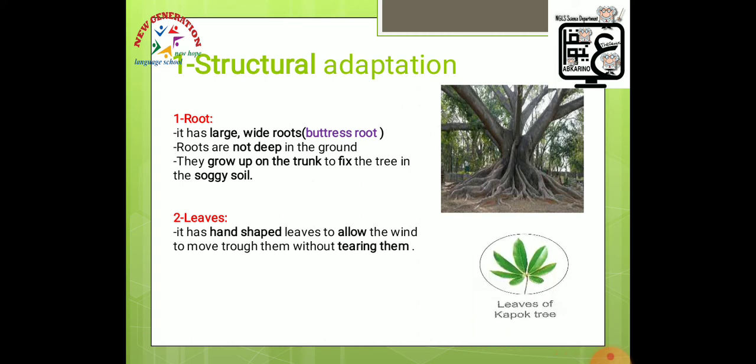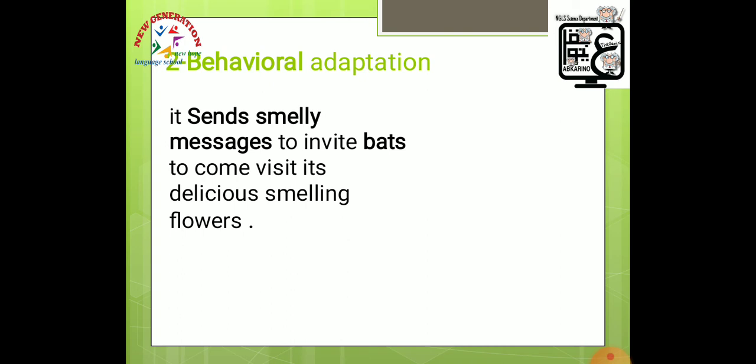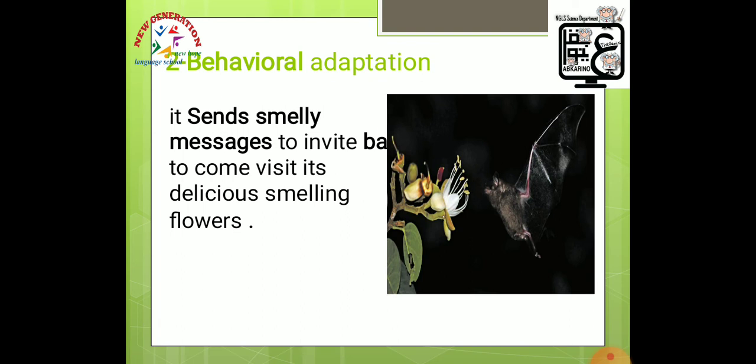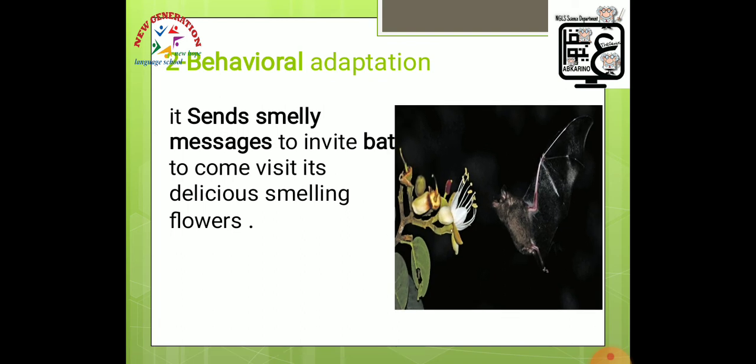So what about leaves? It has hand-shaped leaves. As you see in this picture, it looks like a hand shape. Why? To allow the wind to move through them without tearing them. Amazing. And what about the behavioral adaptation? It sends smelly messages to invite bats to come visit its delicious smelling flower.